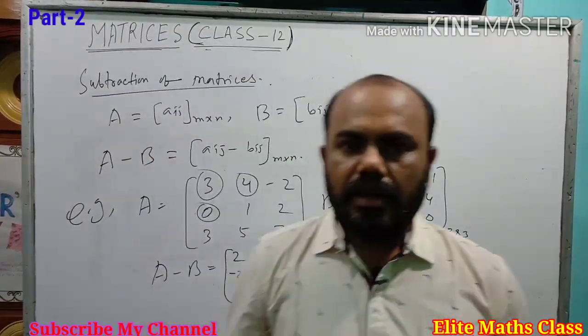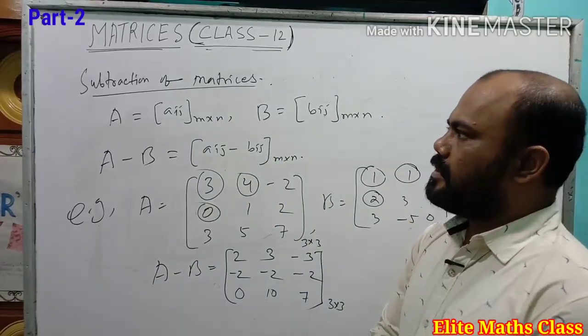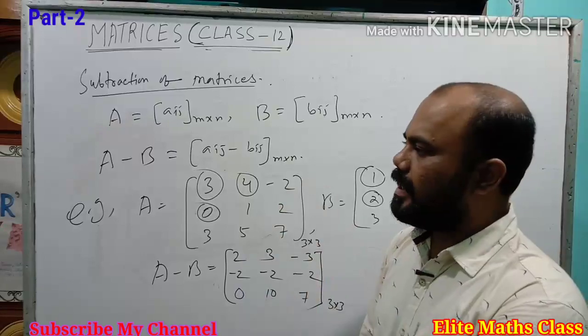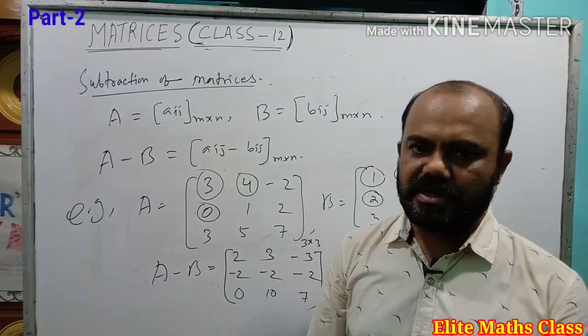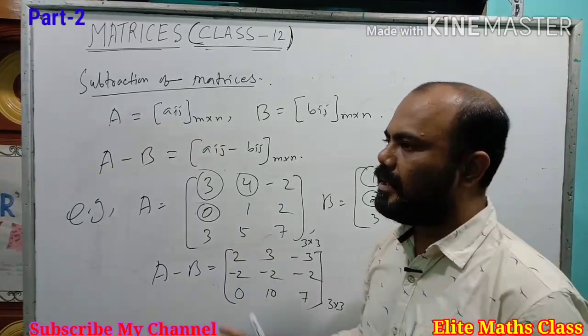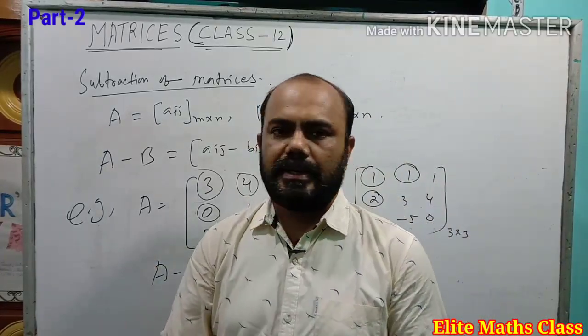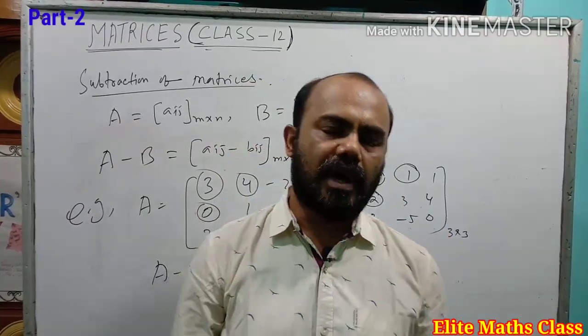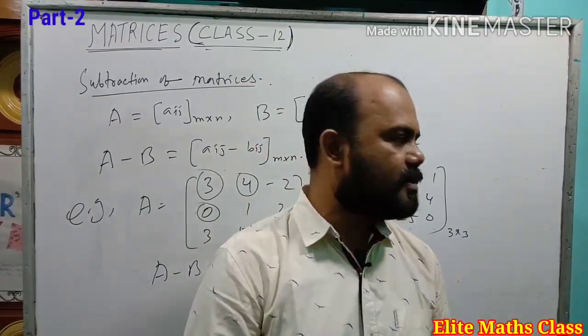So these are two operations on matrices, subtraction and addition of two matrices. For both operations, the first condition is that the two matrices must be of the same order. And how to find the addition? Simply add the corresponding elements of the two matrices. And how to find the subtraction? Simply subtract the corresponding elements.